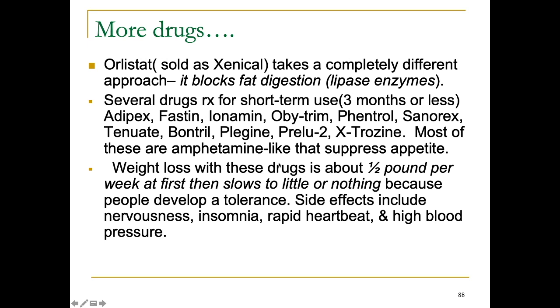And the weight loss that you experience with these drugs is about 0.5 pound per week at first, and then it slows to little or nothing because you develop a tolerance. But then you also develop nervousness, insomnia, rapid heartbeat, and high blood pressure. So really, you're just better off trying to exercise a little bit more.